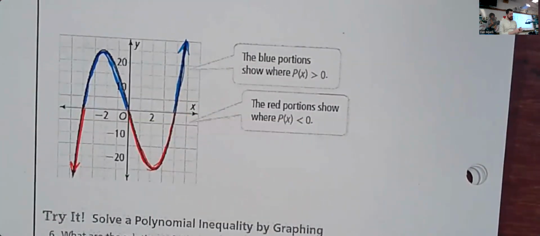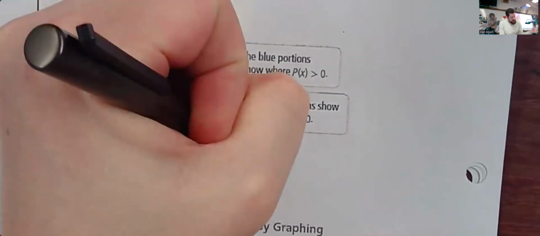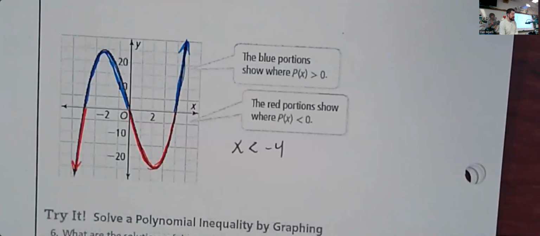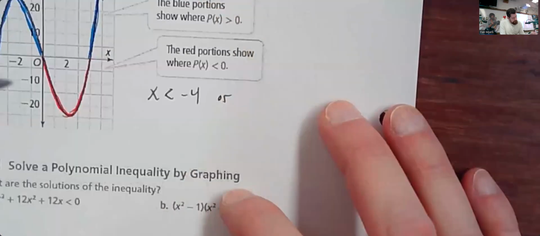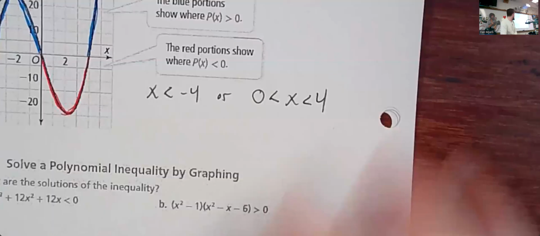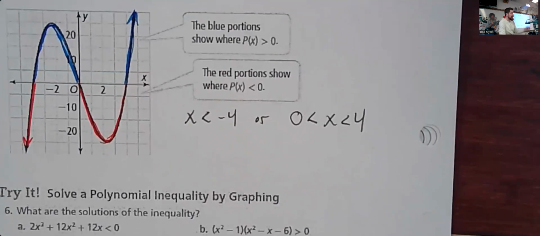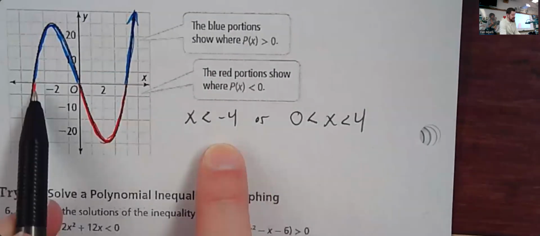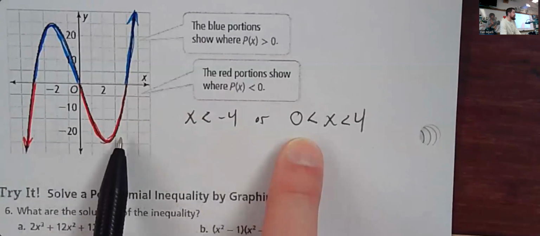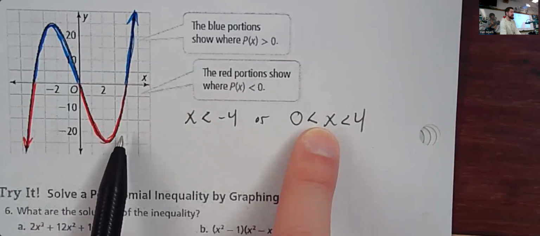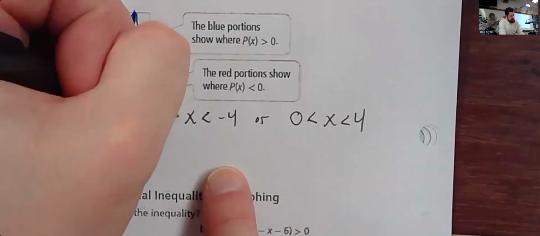So let's go ahead and write those down real quick. So we're going to say x is less than negative 4, or x is in between 0 and 4. That's what we're looking at here on our graph. Everywhere the graph is underneath the x-axis happens at an x value less than negative 4 or an x value in between 0 and 4. Like visually, does that make sense on the graph? Everybody see that? So this is our answer.